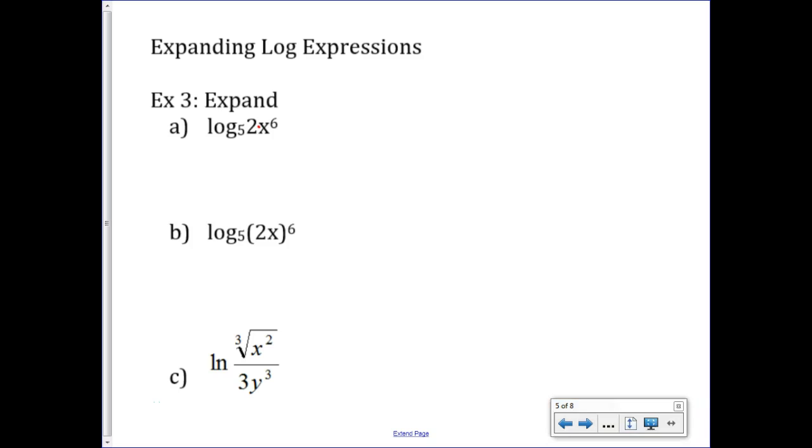I have 2 times x to the 6. So I'm going to do the log of 2 base 5 plus the log of x to the 6 base 5, but I know that x to the 6, I can pull that 6 out front. So I'm going to go ahead and do that. If you want to do that in multiple steps, you are welcome to.